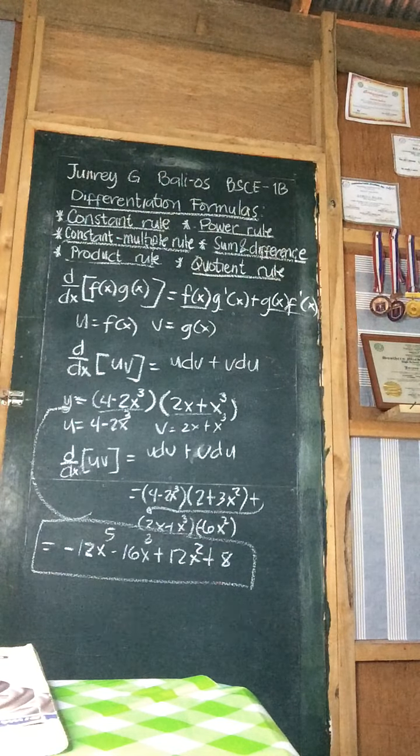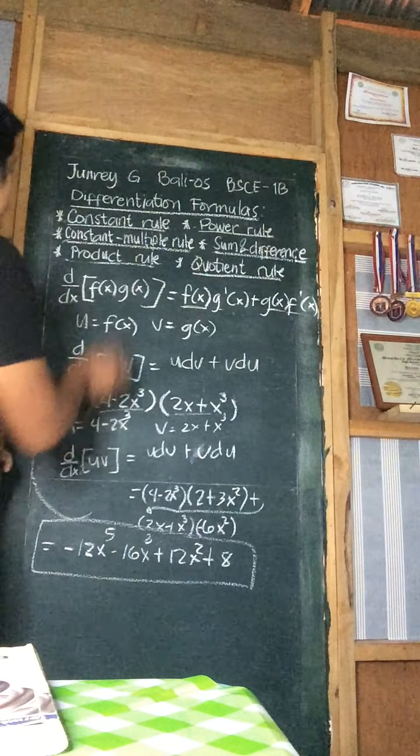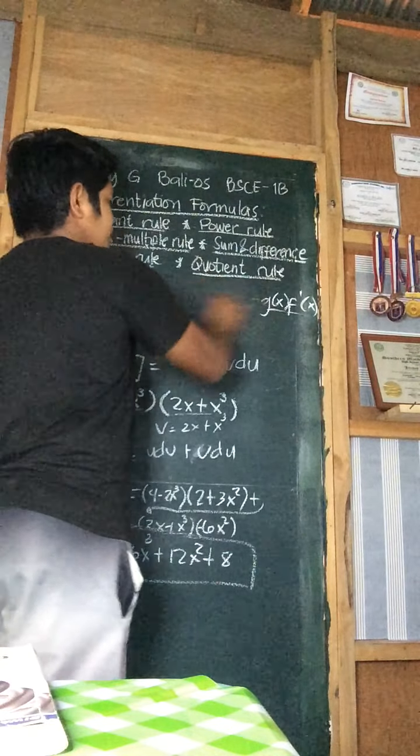So I will erase this one because I don't have enough space to explain or to give an example of the quotient rule.